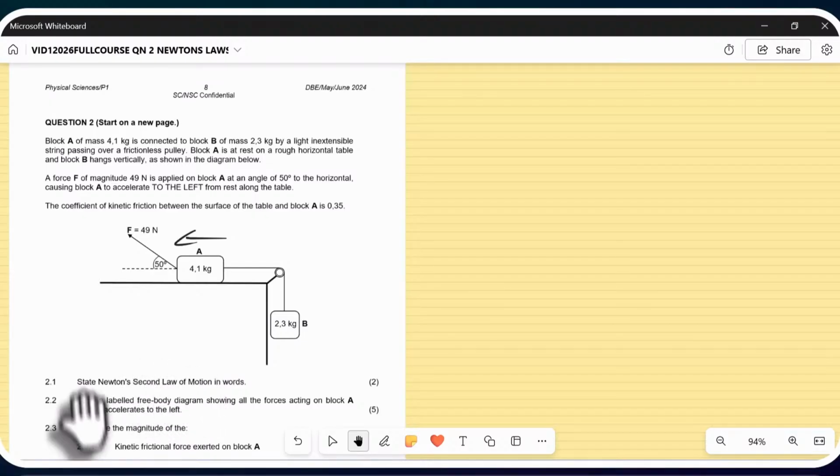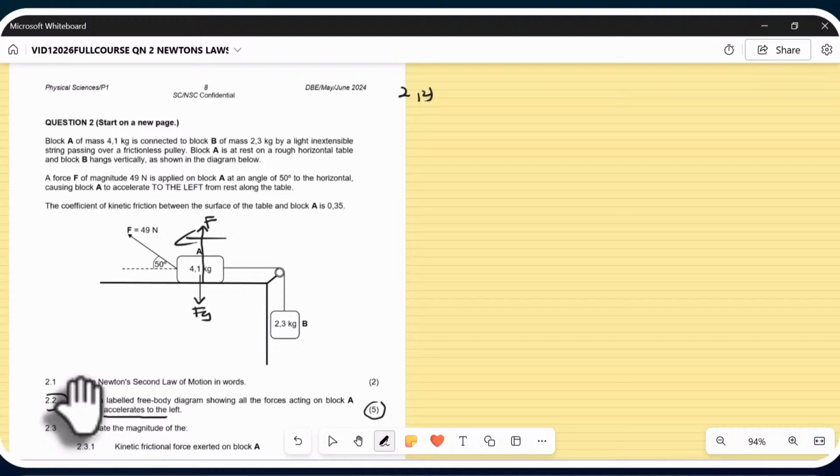2.2. What did it say here? Now they say, draw a labeled free body diagram showing all the forces acting on block A while it accelerates to the left. Okay. Now they're giving us 5 marks here and they want a free body diagram. So this is 2.2. Now, if you look at A, this one here, it's on the surface and exerts the weight, the weight Fg. And being on the surface, we have the normal force, which is pointing upwards.